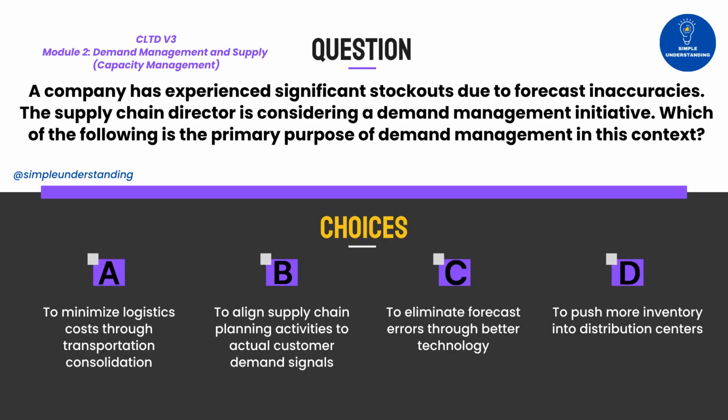Question 2. A company has experienced significant stockouts due to forecast inaccuracies. The supply chain director is considering a demand management initiative. Which of the following is the primary purpose of demand management in this context? A. To minimize logistics costs through transportation consolidation. B. To align supply chain planning activities to actual customer demand signals. C. To eliminate forecast errors through better technology. D. To push more inventory into distribution centers.